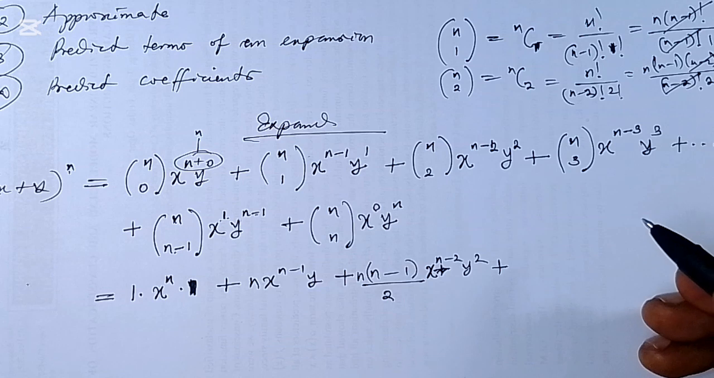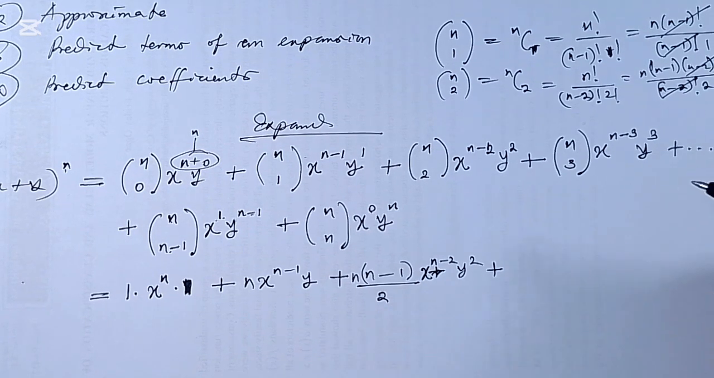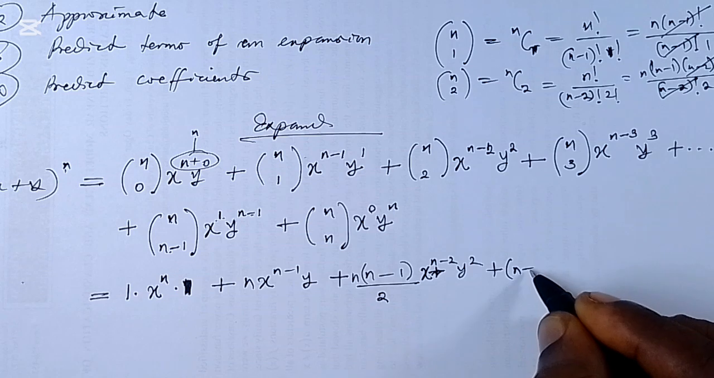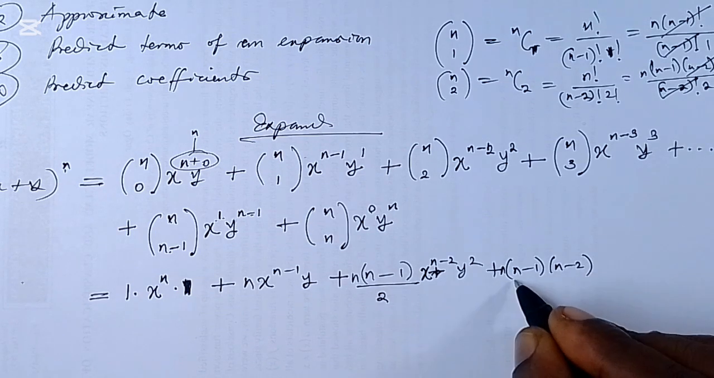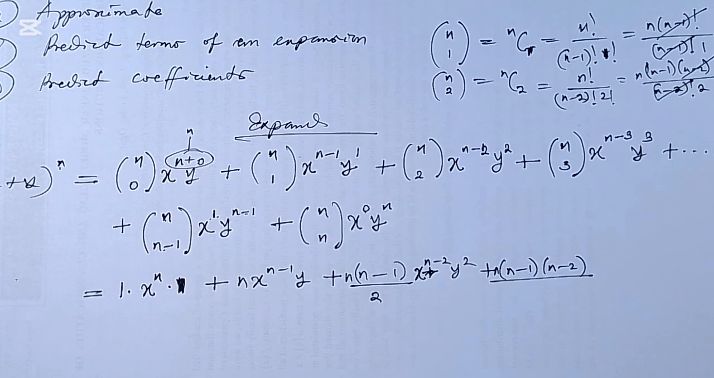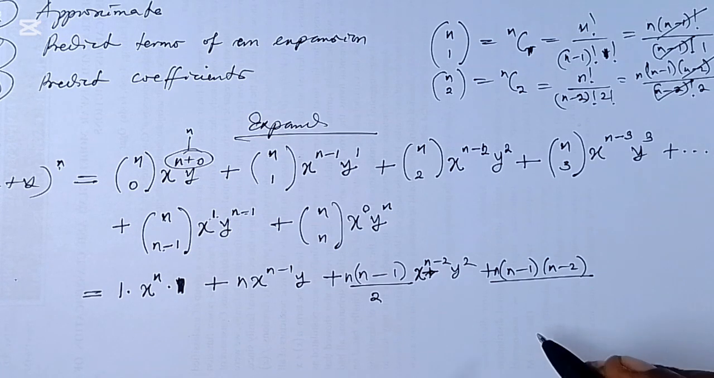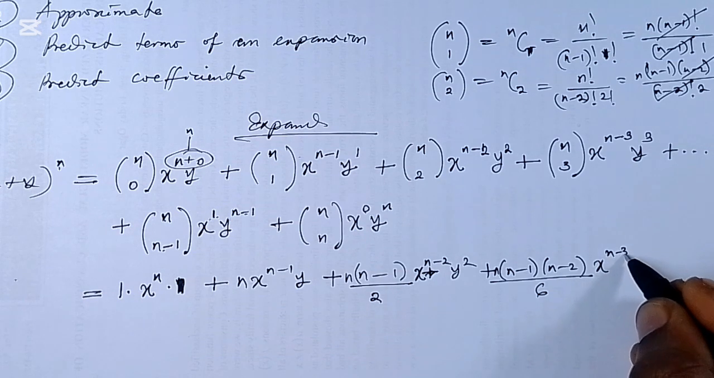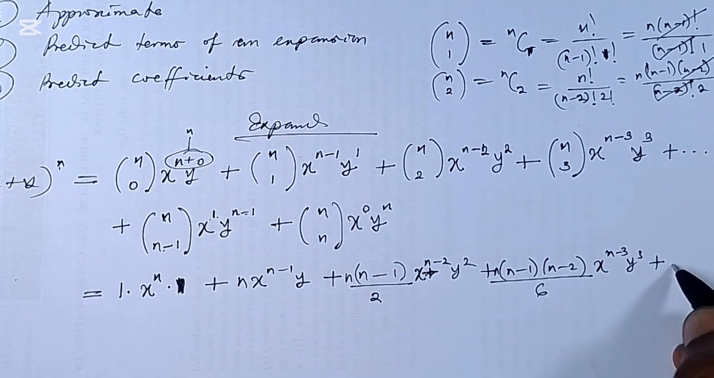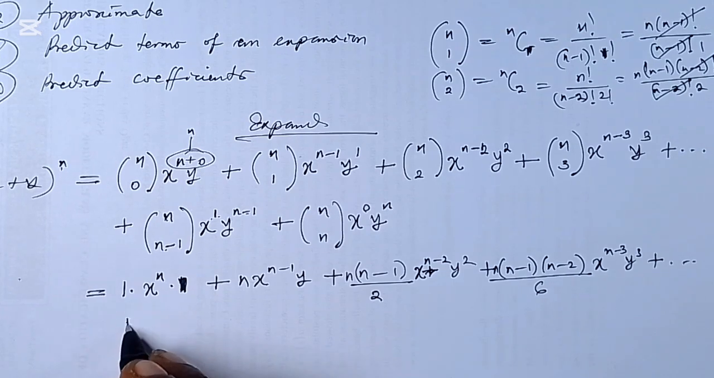So for n combination 3, it will be n times n minus 1 times n minus 2. So I'm going to bring that here. n times n minus 1 times n minus 2 all over 3 factorial. And 3 factorial, please, is 3 times 2 times 1 times 0 factorial, which is 6. So you could have 6 here, and x raised to the power n minus 3, y raised to the power 3, plus, bring your ellipses and come over here.